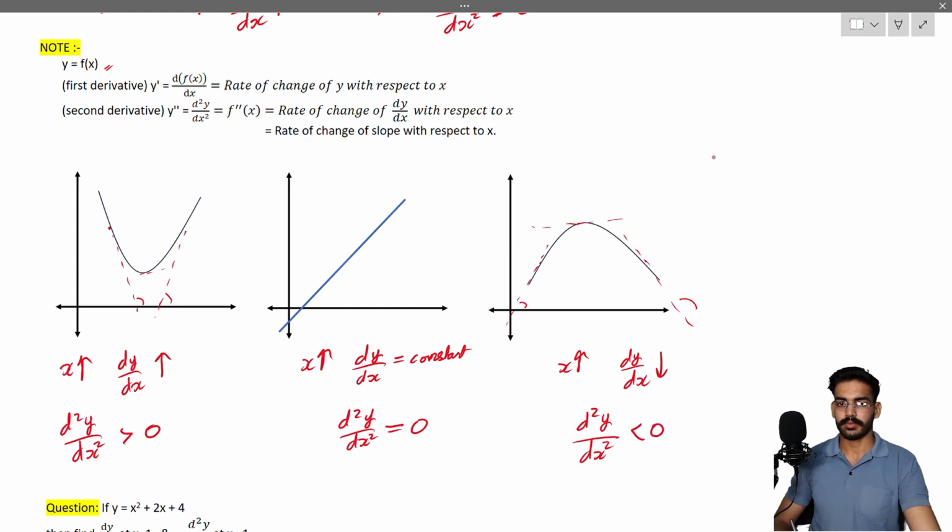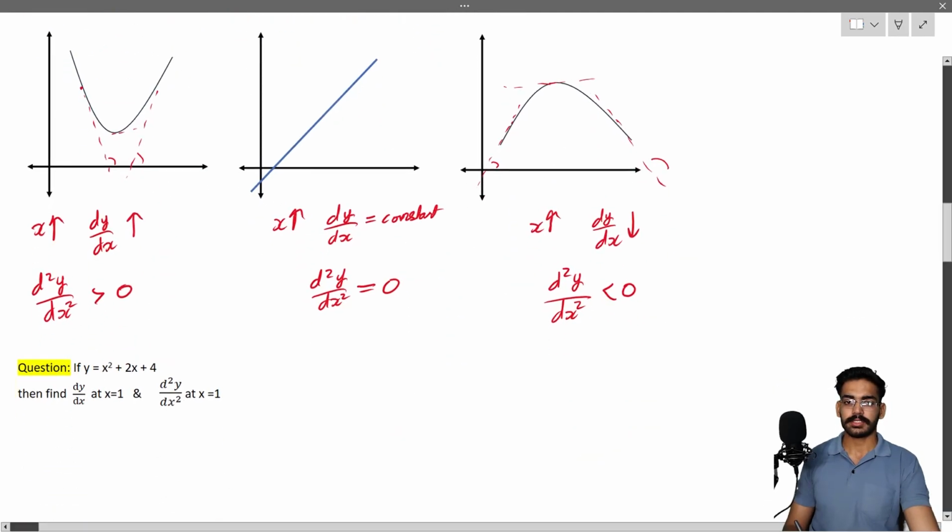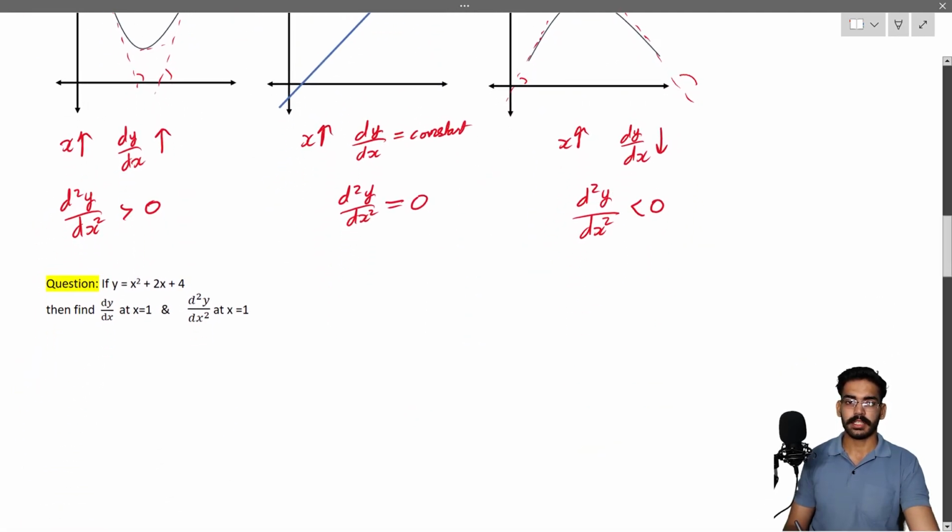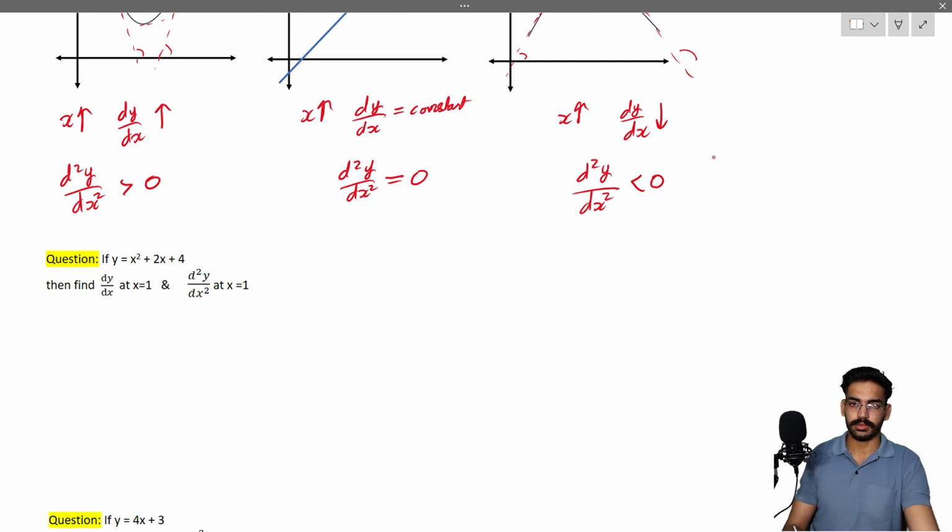So if the curve is upward facing, then d2y by dx square is positive. And if the curve is downward facing, then d2y by dx square is negative. And if the curve is a straight line, then the second derivative will be 0, because the first derivative will be constant. Now let's solve some examples, and you will understand how to calculate the values of these things.